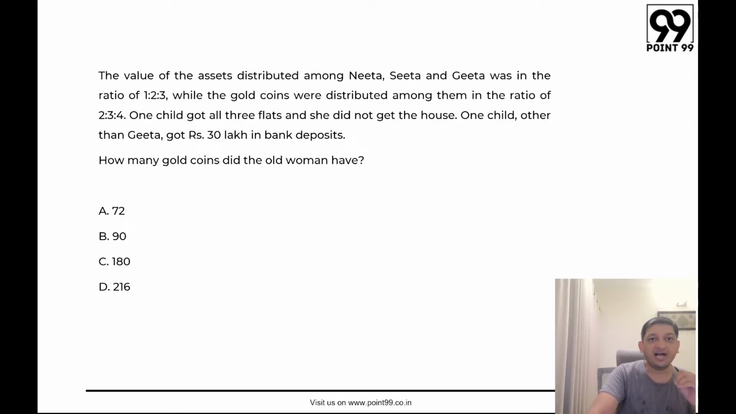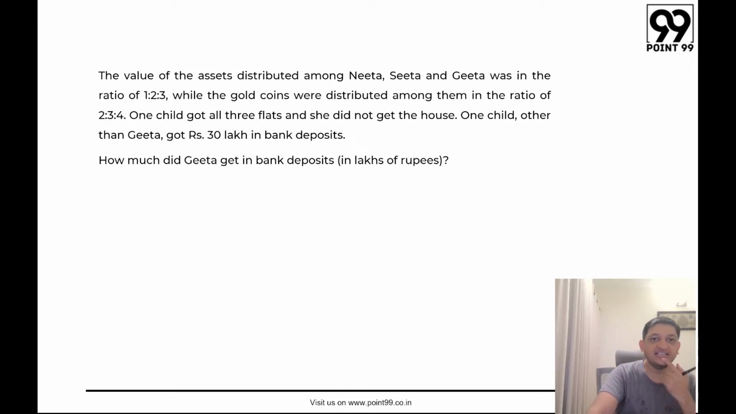Third question में the value of assets distributed was 1:2:3. तो extra information दिया हुआ है. Gold coins were distributed in the ratio 2:3:4. So how many gold coins did the old woman have? And last thing, how much did Geeta get in bank deposits in lakhs of rupees? Right, so there are 4 questions.